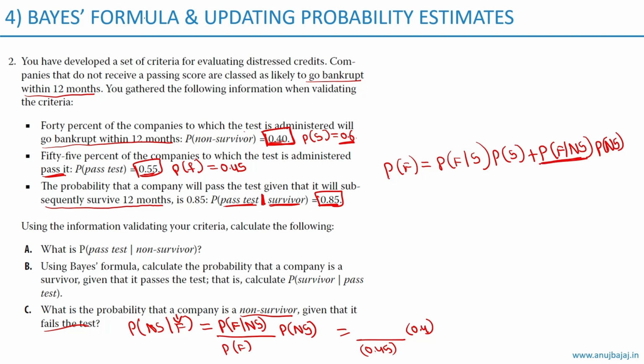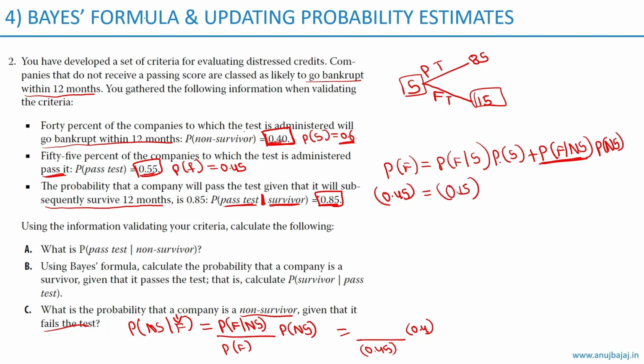So the probability of failing a test is 45%, and the probability of failing the test given it's a survivor. This information is not given explicitly, but if you look carefully, we are given that if a company is a survivor, then there is an 85% chance that it has passed the test. So can we say that if a company is a survivor, then there is a 15% chance that it has failed the test. So this is the probability of the company failing given that it's a survivor. So we get the answer as 15%.